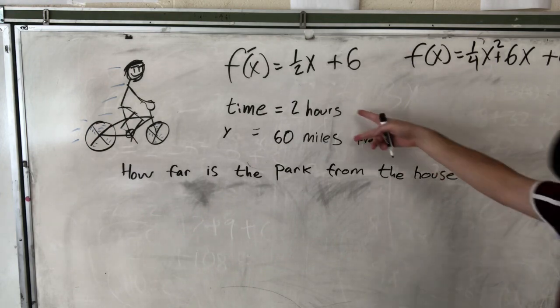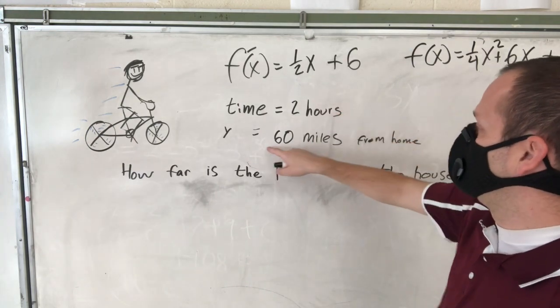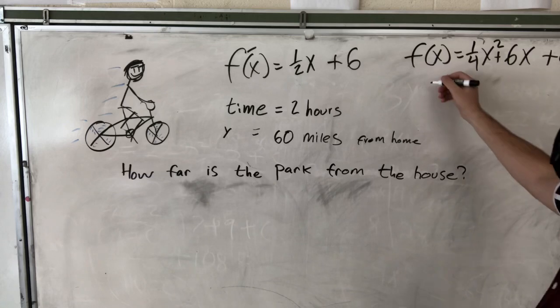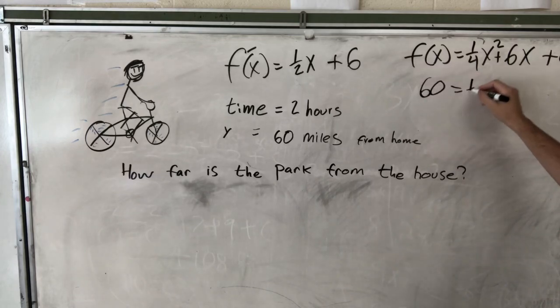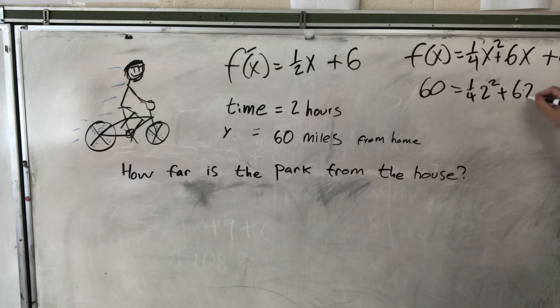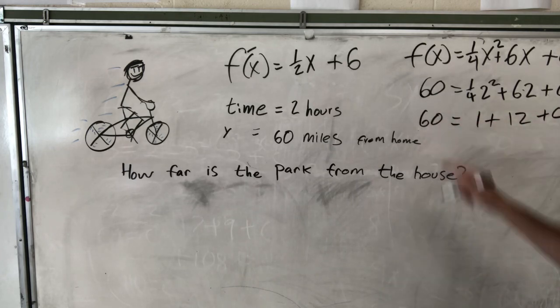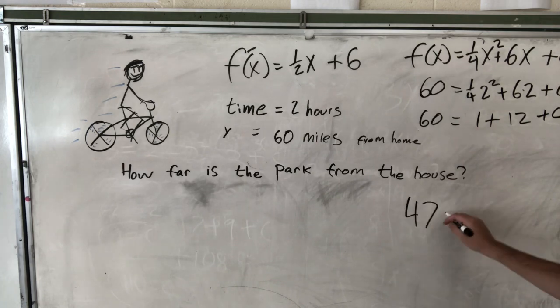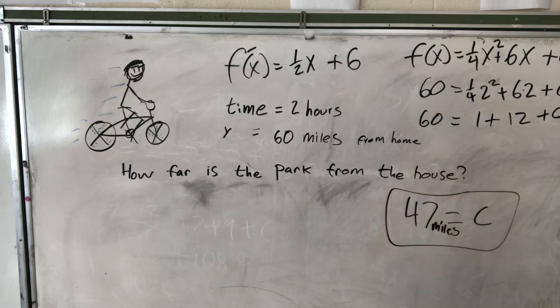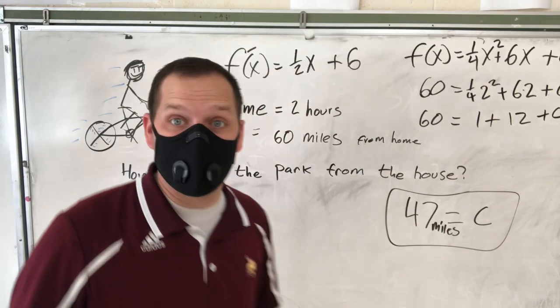Well, we take these two numbers, our time, which is x, and the miles, which is our y, and we plug them in. So 60 equals 1/4 x squared, which is 2 squared, plus 6 times 2 plus c. 4 times 1/4, that's 1, so 1 plus 12 plus c equals 60. Let's see, minus 13 from both sides. 60 minus 13 is 47 equals c. So this park that he's riding his bike at is 47 miles from his house.